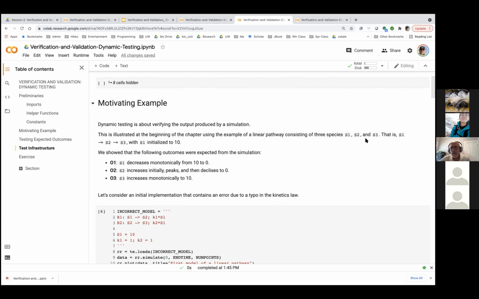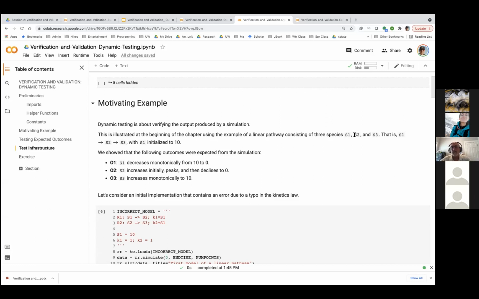Well, one thing is we expect that S1 over time is going to decrease because its mass keeps on getting transformed into S2 and S2 into S3. And secondly, we expect that the mass for S3 is going to increase because it's essentially the sink for everything that's happening.